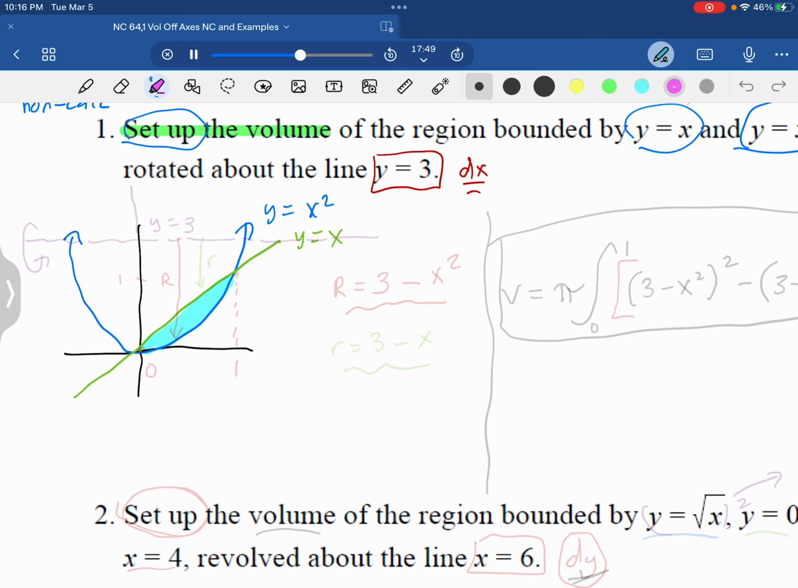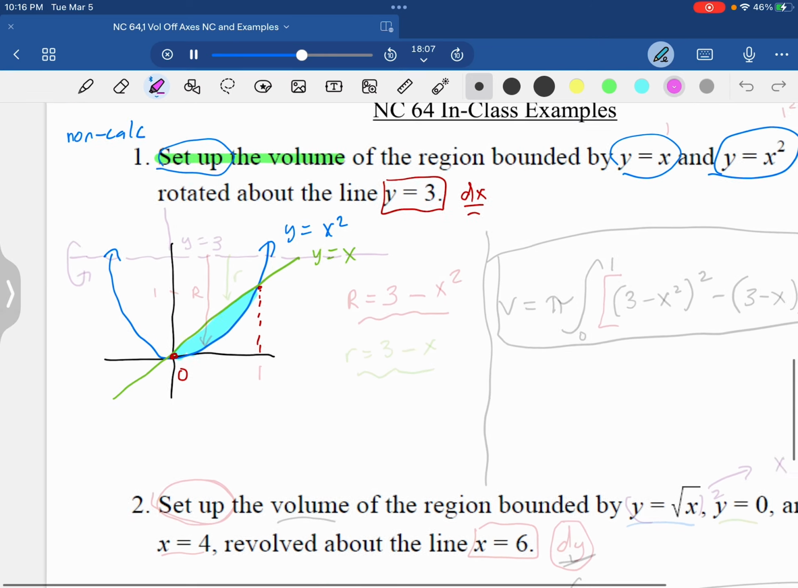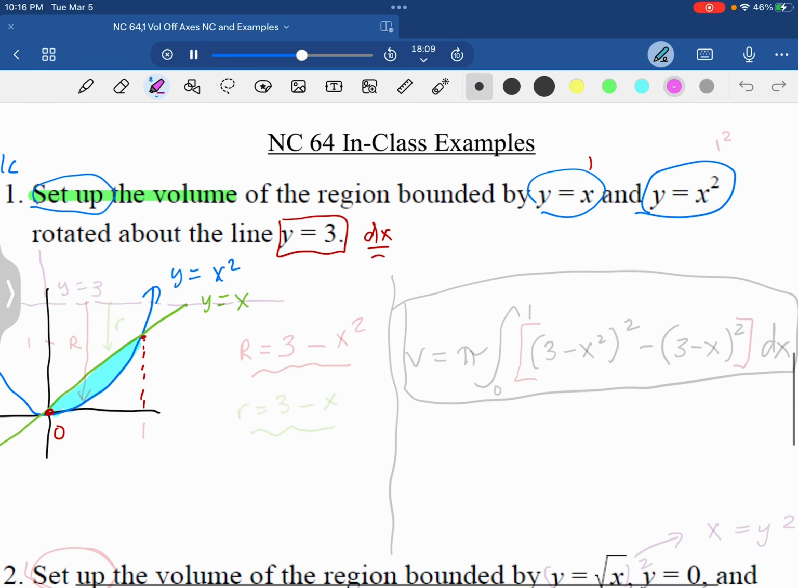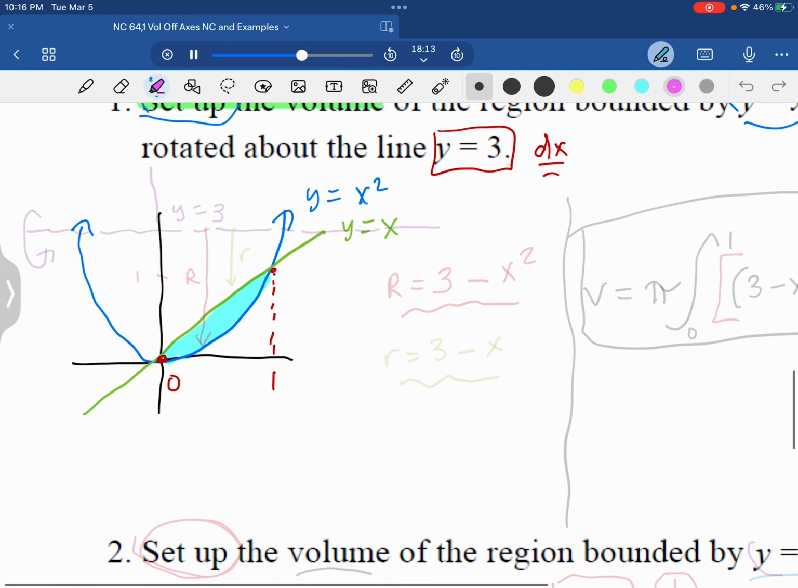And we're rotating around the line y equals 3. So we might want to make sure we know our intersection points so we know where we're hitting on the y-axis. So they would both start at 0. Again, this is one you can almost do with mental math. If you just plug in 1 for x, 1 and 1 squared would be the same value. So this would be 1.